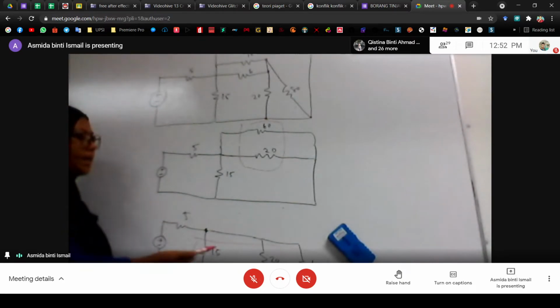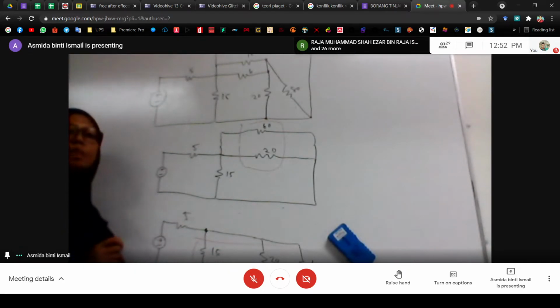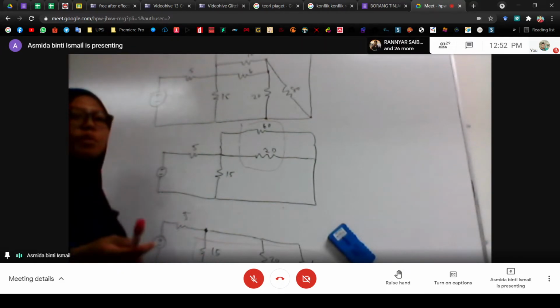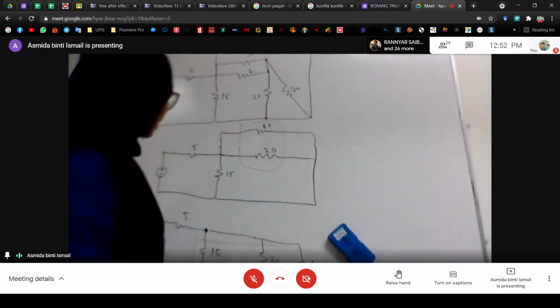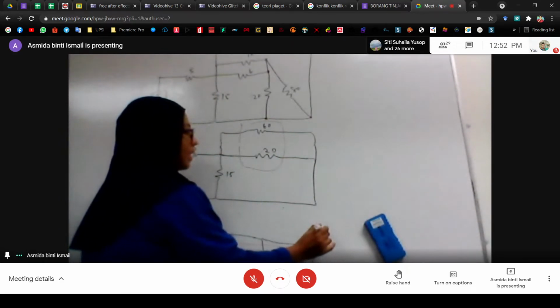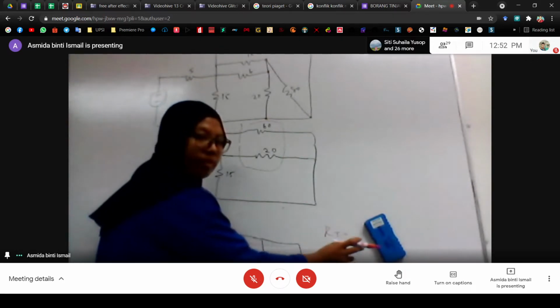Apa tak your slide dengan you I punya ni sama. Okay? I draw here, same with your slide. So your R total is equal to, so you last kali you get R total is equal to 12.